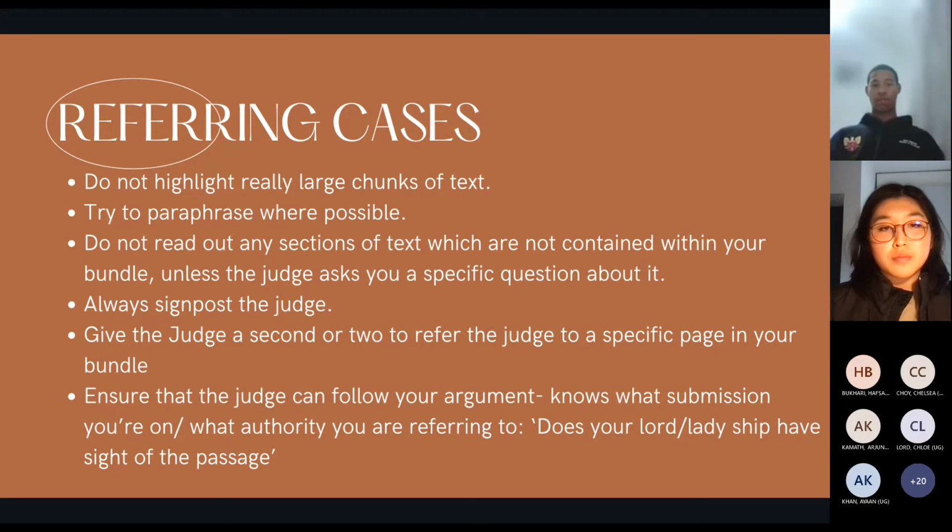Do not read out any sections of text which are not contained within your bundle unless the judge asks you a specific question about it. Always signpost the judge as well. That's something that is so important.